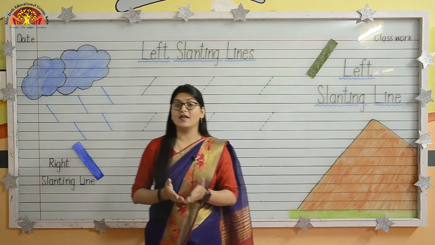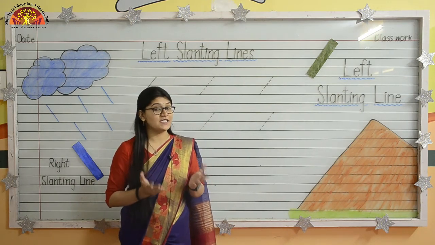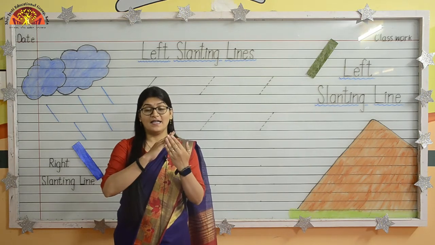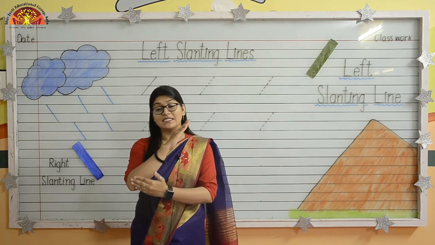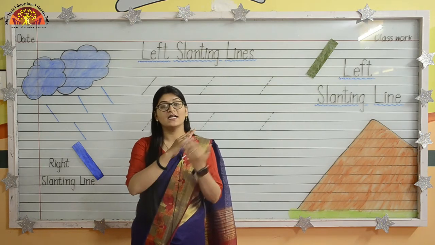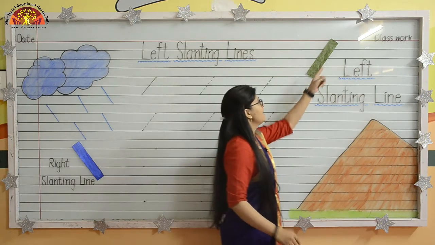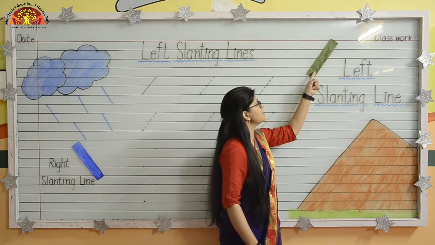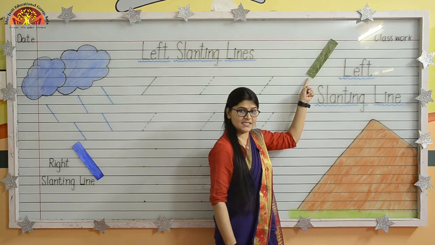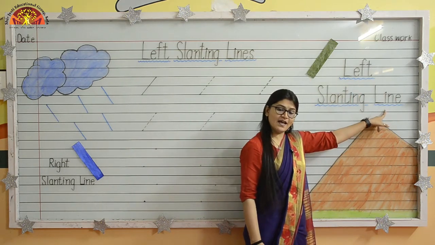And now today we will learn about left slanting line. So what is left slanting line? A line that is slant towards left hand side, it's called left slanting line.